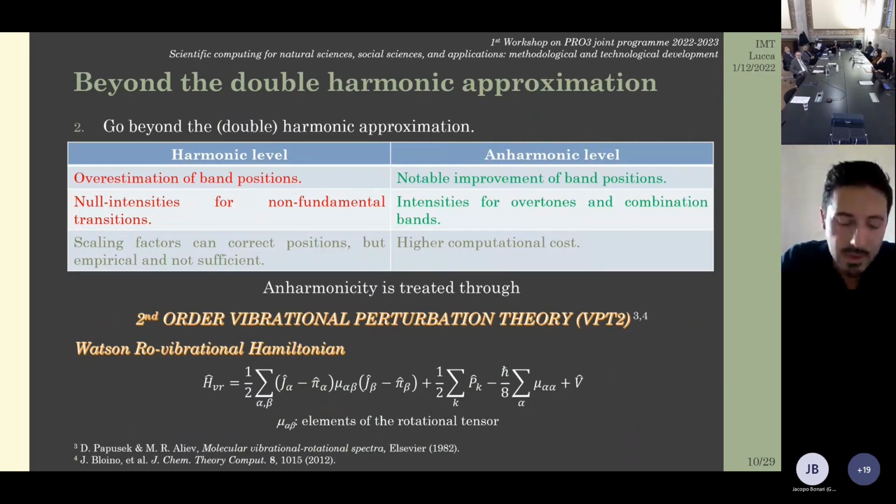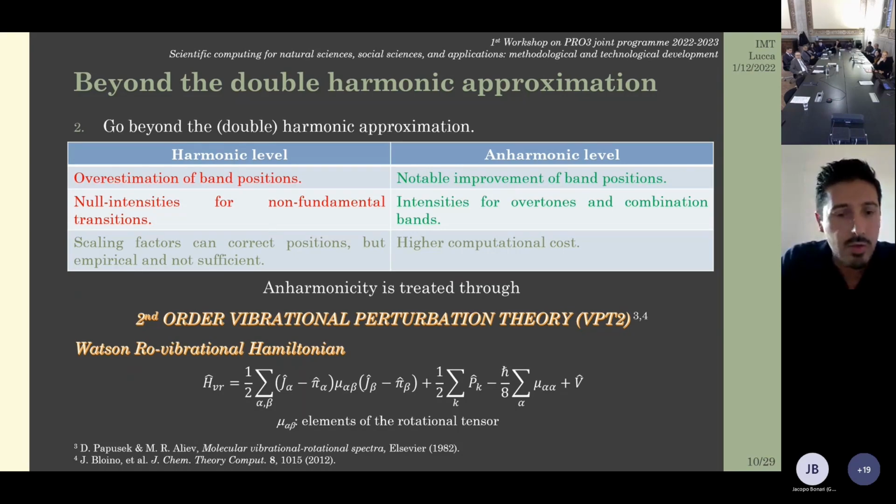The second requirement is the ability to go beyond the harmonic approximation. This is true for spectroscopy, but in practice it is also true for reactivity, because anharmonicity enters in the zero-point vibrational correction to the energies, and therefore we need to account for it for both spectroscopy and reactivity.